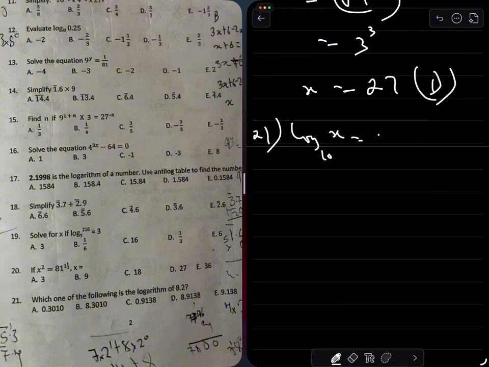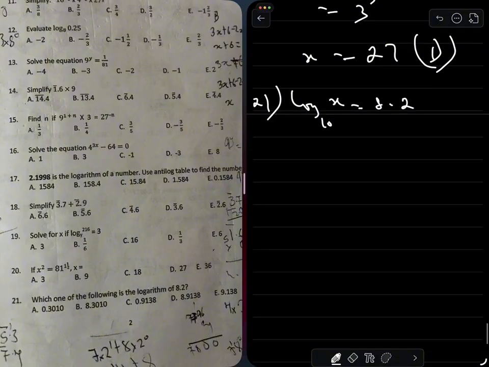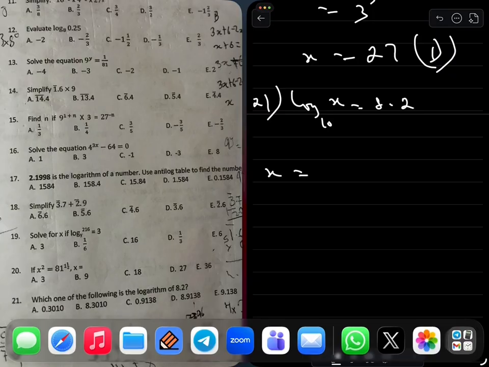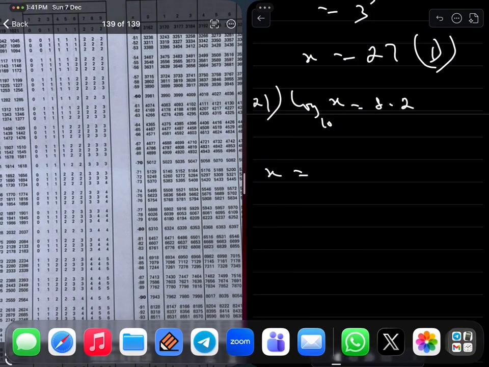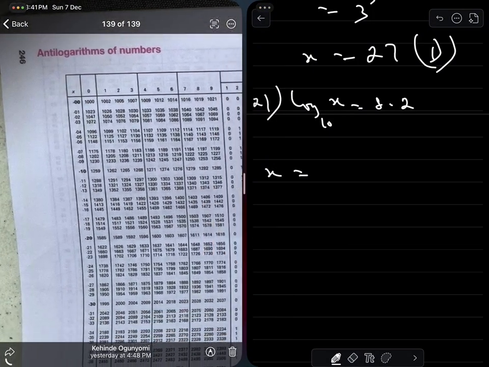Log x base 10 equals 8.2. Log this thing: x is 10 power 8.2. So we'll find the anti-log of what? 8.2. So let's just put it that way. Log x base 10 equals 8.2. That means x equals the anti-log of 8.2. Do you understand? Yes. So we go to the table of anti-logarithms. We are there already. Let's go.